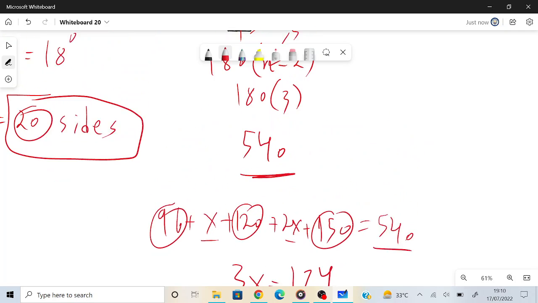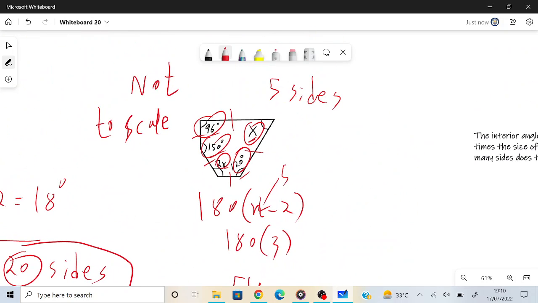Now you can always check your answer. Just put x back into this polygon here. So this is 58, and then this is 2 times 58, which would be 116. And now adding up 58 plus 116 plus 96 plus 150 plus 120, all of that gives you 540. So that means that answer is correct.